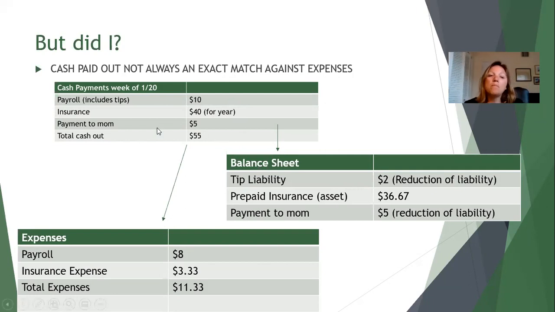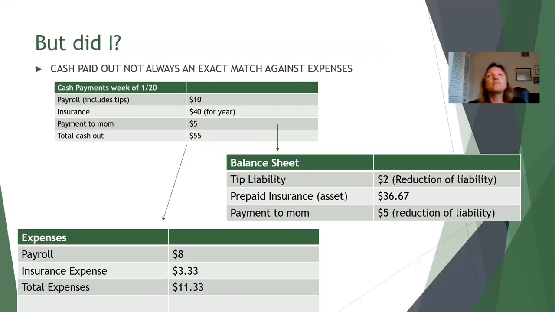And the last one would be the payment to my mom, similar to any debt payment, right? It's not an expense, and the reason is that you are paying down a previous liability. So it wasn't revenue when the money came in.